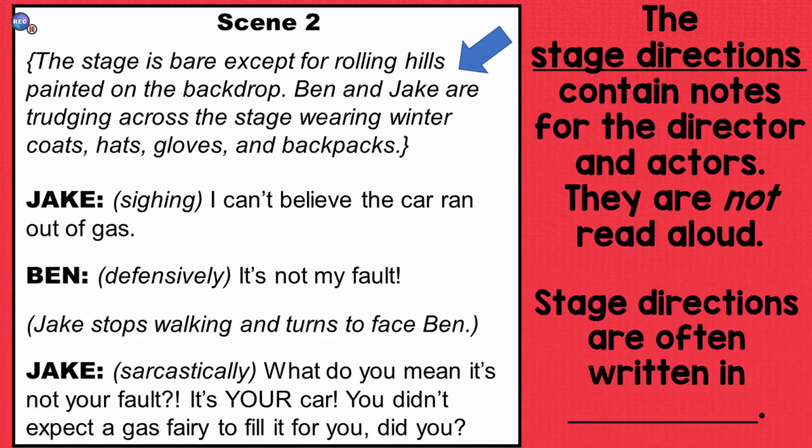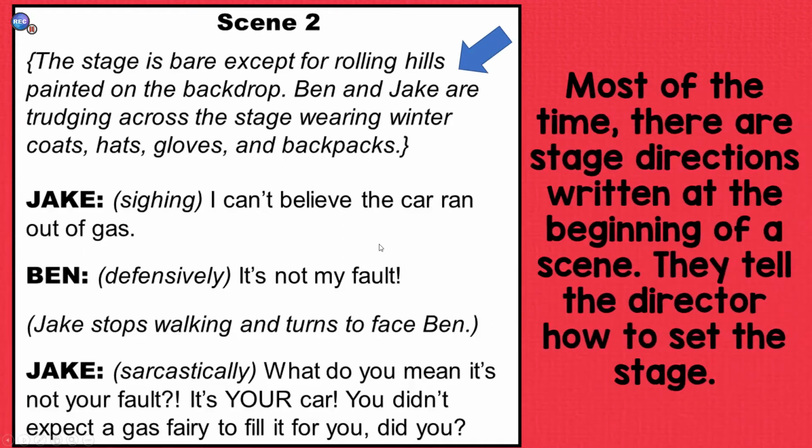Stage directions are often written in, what are these things called right here? Italics and parentheses. Good. Most of the time there are stage directions written at the beginning of the scene. They tell the director how to set the stage. So here we have: the stage is bare except for rolling hills painted on the backdrop. Ben and Jake are trudging across the stage wearing winter coats, hats, gloves, and backpacks. So that tells us how to set the stage.